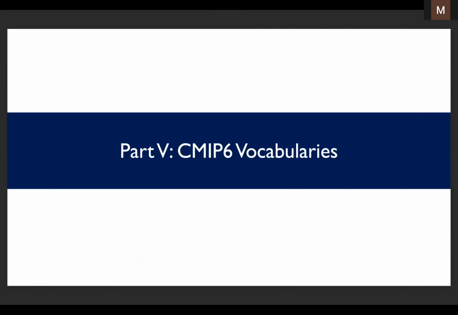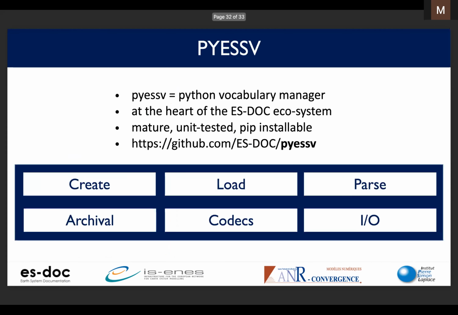Another dimension to the ESDoc tooling chain is vocabularies, controlled vocabularies. And we take a pragmatic approach to that as well. As Sadie said, we have this specialized library called PySSV. It's a vocabulary manager, Pythonic, mature, unit tested, etc. And that allows us to create vocabularies, load vocabularies into memory, parse them, archive them, encode them into, if you want, JSON, XML, or whatever, and then read and write to the file system. So it's fairly similar to PyESDoc, but purely focusing on vocabularies rather than ontology.